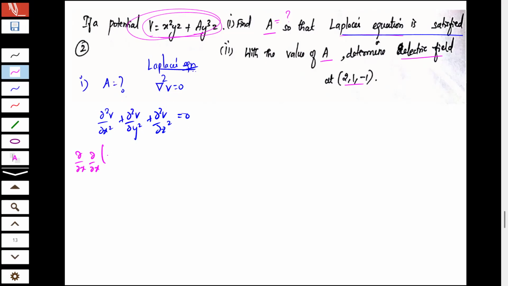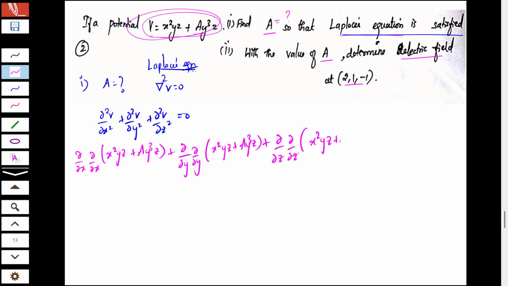Dou by dou x of x square yz plus a y cube z. Then dou by dou y of x square yz plus a y cube z. Then similarly, second order differentiation with respect to z of the same function, x square yz plus a y cube z. Now we have to perform differentiation with respect to x for this, differentiation with respect to y for this, and differentiation with respect to z for this. And we should check whether this is becoming 0, we already know that this is 0. We have to find the value of a.